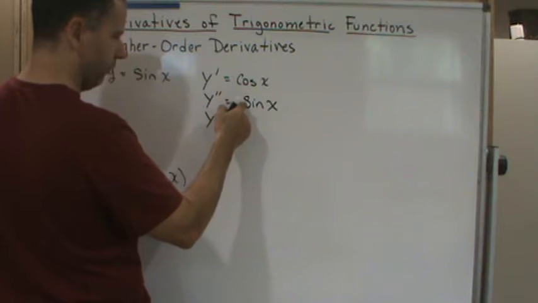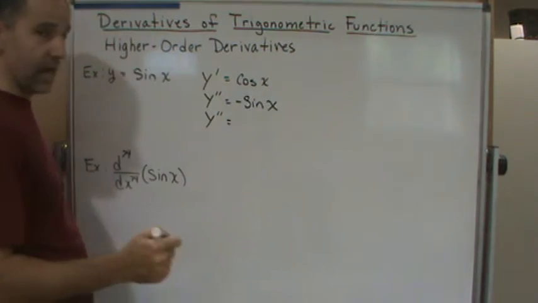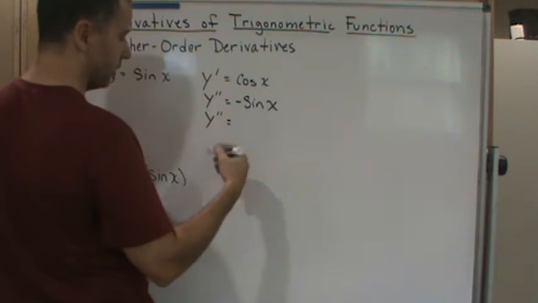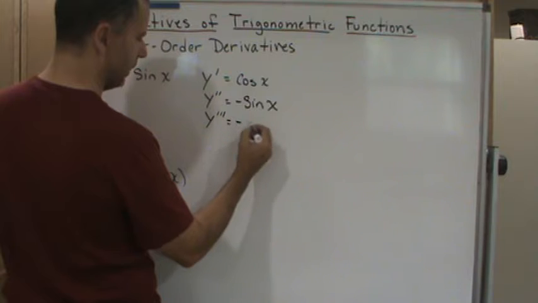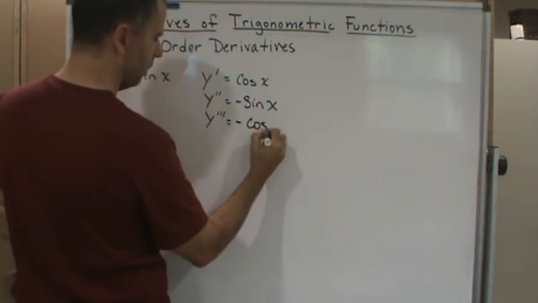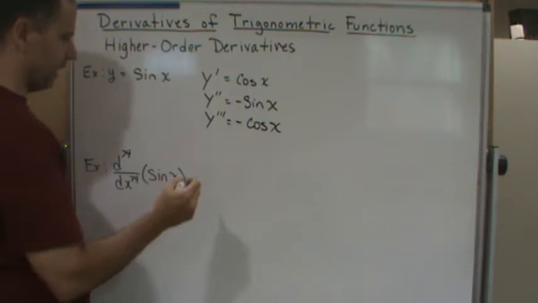means the negative 1 is going to be just kind of factored out, and I'm going to take the derivative of sine. Well, what's the derivative of sine? Cosine. So the third derivative is going to be negative cosine x. And now we're going to do the same thing.